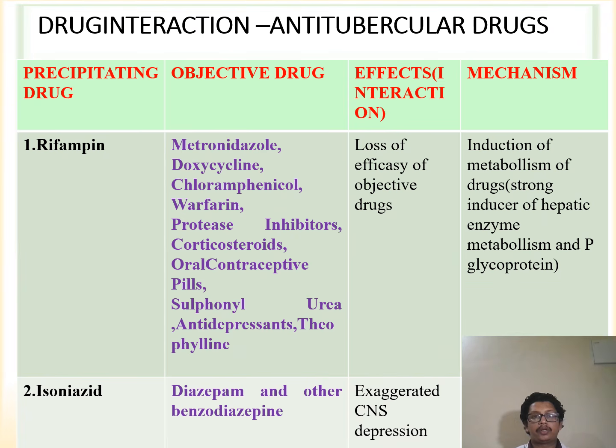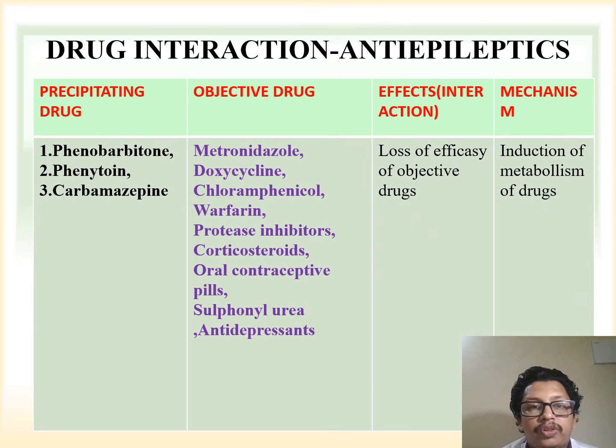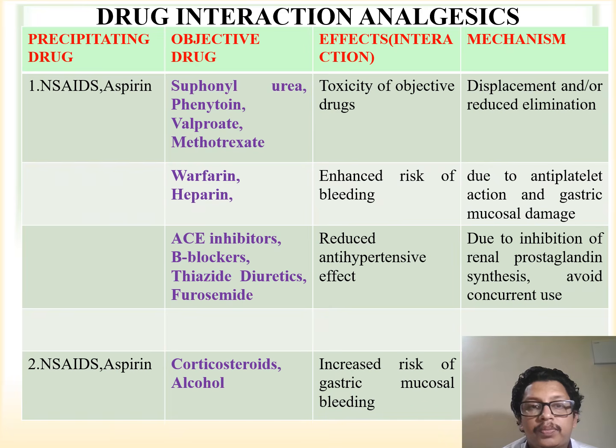Then antitubercular drugs with metronidazole, doxycycline, chloramphenicol, warfarin, protease inhibitors, corticosteroids, OCP, sulfonylurea, antidepressants, and theophylline will cause loss of efficacy of the object drugs, through induction of metabolism. Phenobarbital with diazepam and other benzodiazepines causes CNS depression. Phenobarbital, phenytoin, and carbamazepine with other drugs cause loss of efficacy of the object drugs due to induction of metabolism.